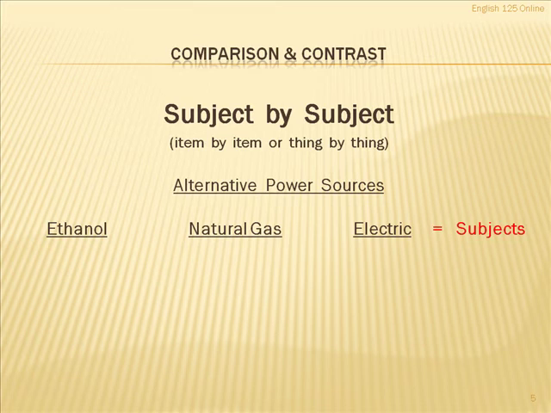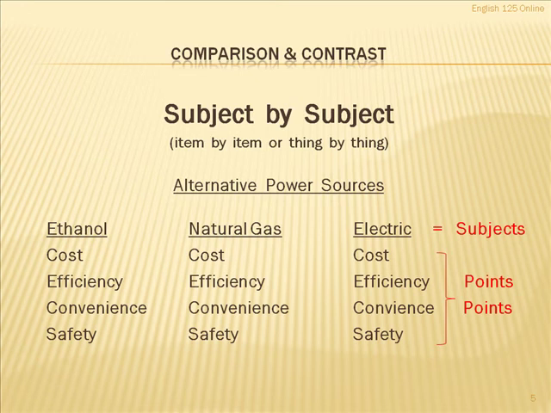Now, we'd have to discuss the points of each one of those, how they're the same, or if you're doing contrast, how they're different. So we would compare, say, the cost, the efficiency, the convenience, and the safety of each one. Now notice that if we are going to do cost, efficiency, convenience, and safety for one of these, we have to do it for all of them. And it's best if we also do them in the same order.